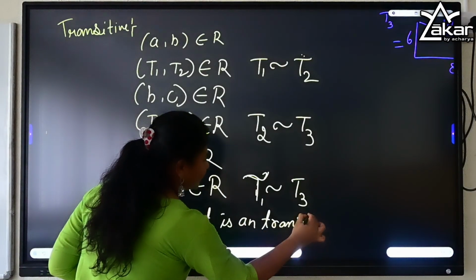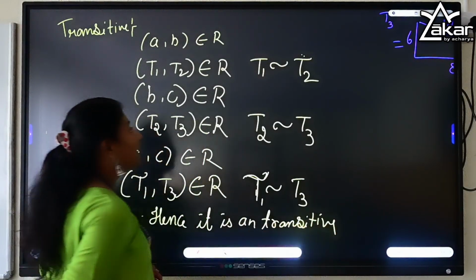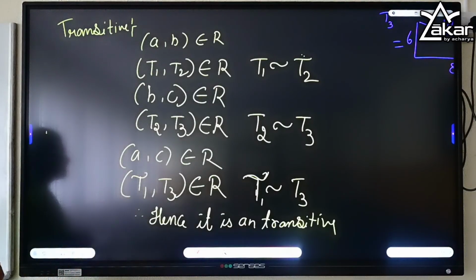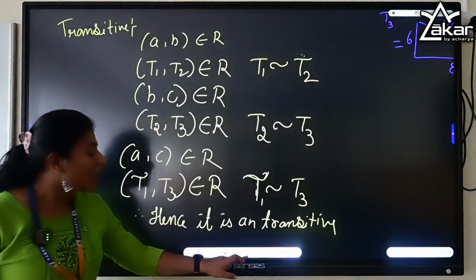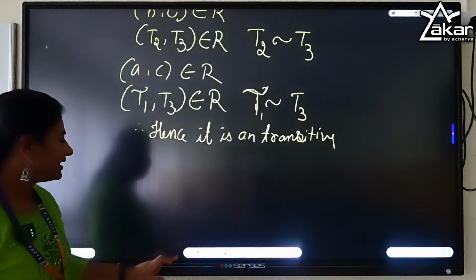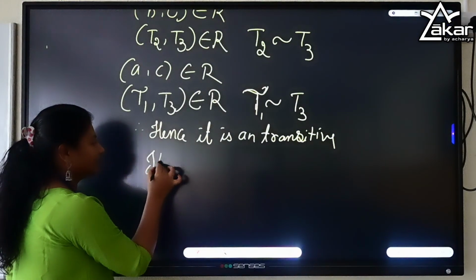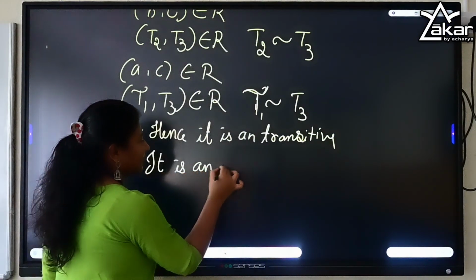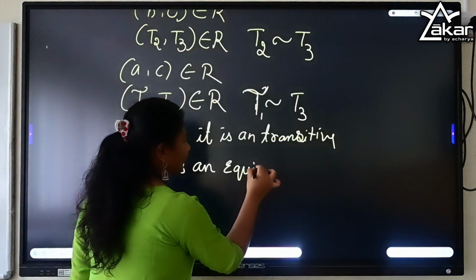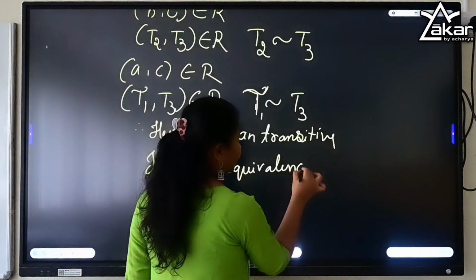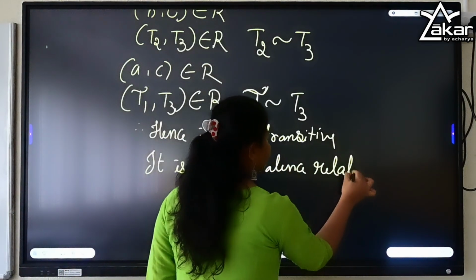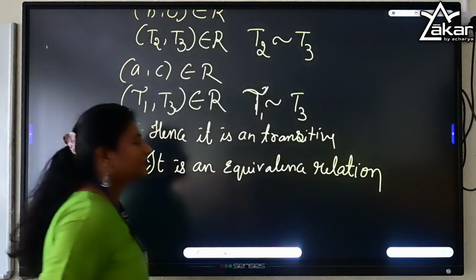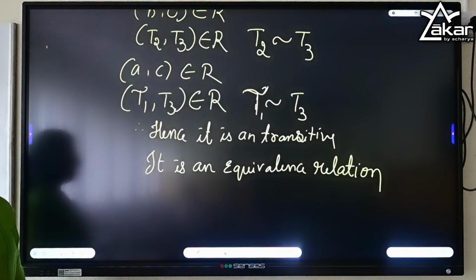So if it is transitive, the reflexive condition has been proved, as well as the symmetric condition. What does it define? It defines an equivalence relation. So according to this, we can define both the relations as equivalence.